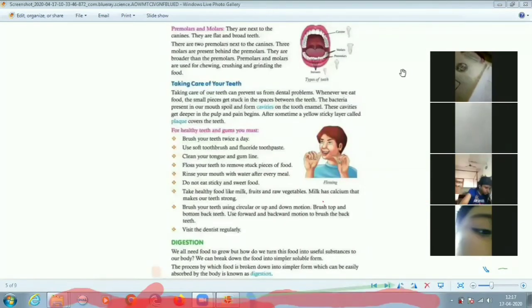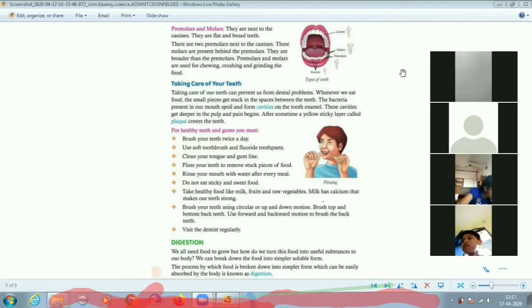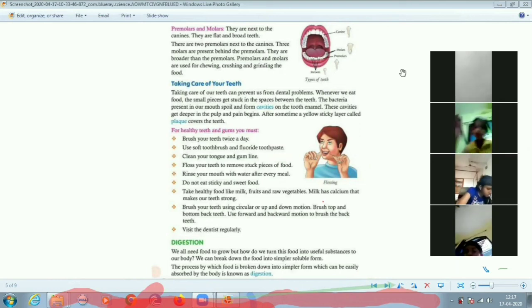Floss. Flossing means fill your mouth with water and keep the water there and wash it properly. Wash every corner of your mouth with that water and then throw the water out.